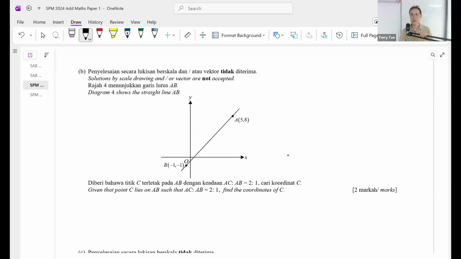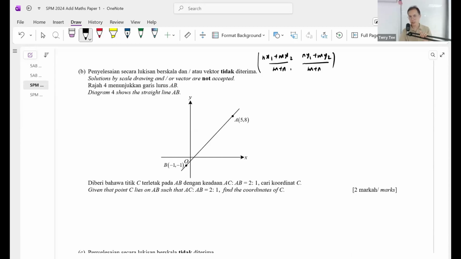And actually we are using what, the ratio formula here: (nx1 + mx2) over (m + n), (ny1 + my2) over (m + n). Let me write it down for you. So this formula is given in the exam. Okay, I know how to use this because they gave us a ratio, and you're finding coordinate point C.